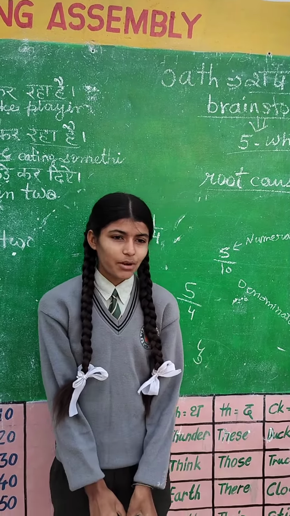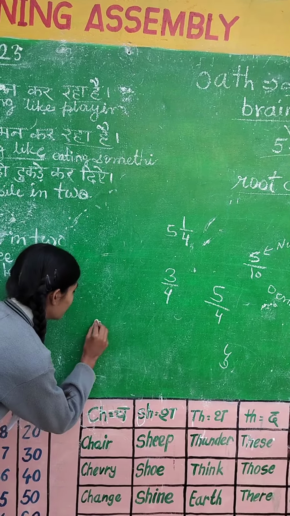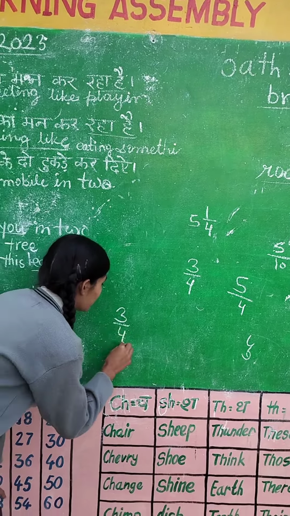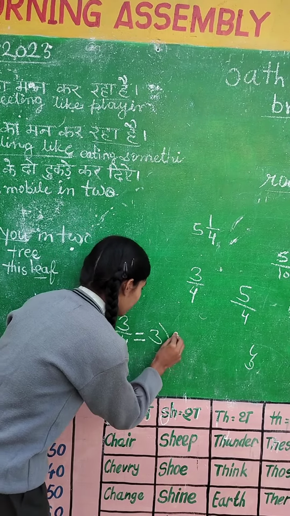When we change an improper fraction into a mixed fraction, for example, 3 upon 4, we change it into a mixed fraction. We divide 3 by 4.